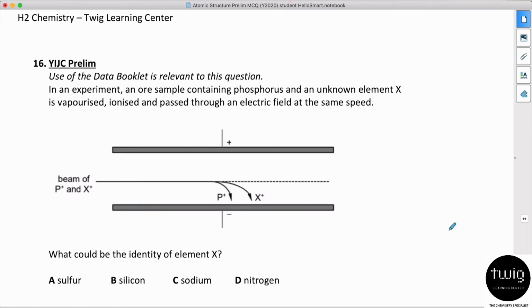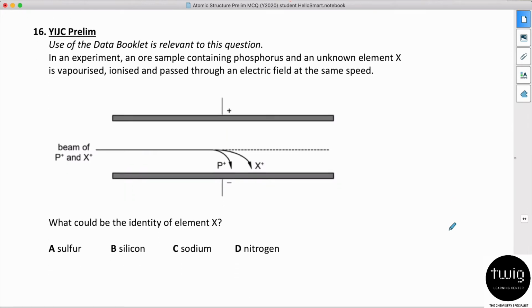Look at question 16. What could be the identity of element X? You can see that this is a negative plate, and they put phosphorus here. Phosphorus has a charge of +1 for this ion, and the mass is 31, atomic number 15. So the angle of deflection is proportional to charge over mass.